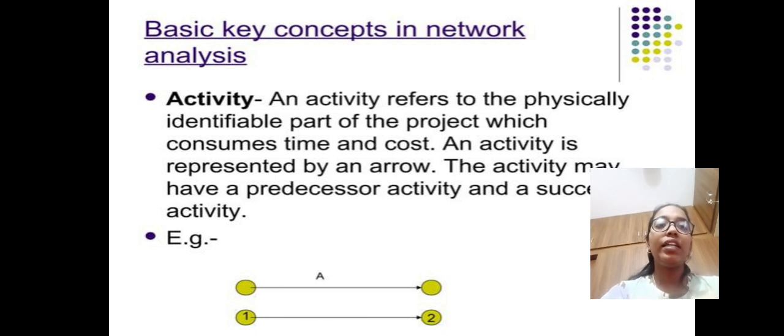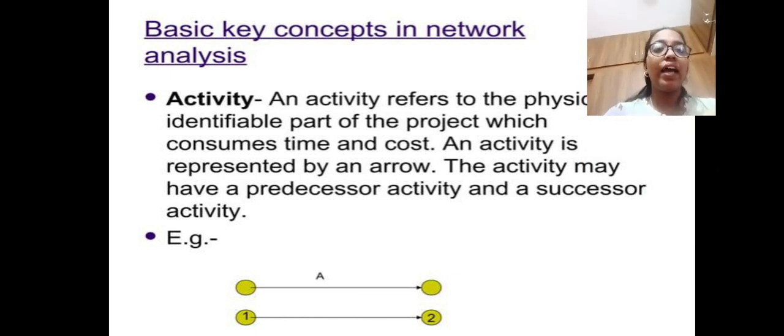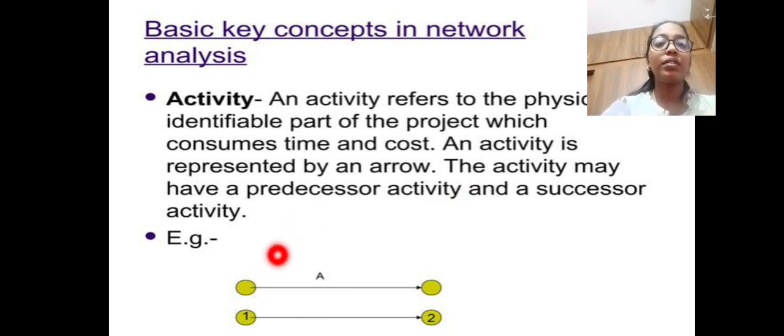Basic key concepts in network analysis. Activity. An activity refers to the physically identifiable part of a project which consumes time and cost. An activity is represented by an arrow. The activity may have a predecessor activity and a successor activity. This is an example.